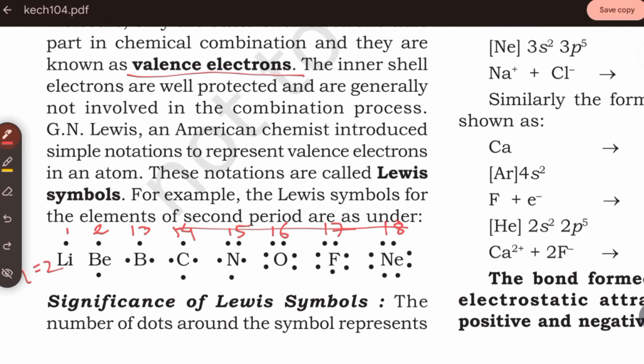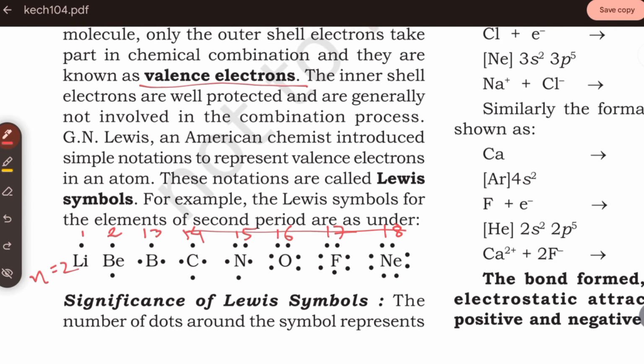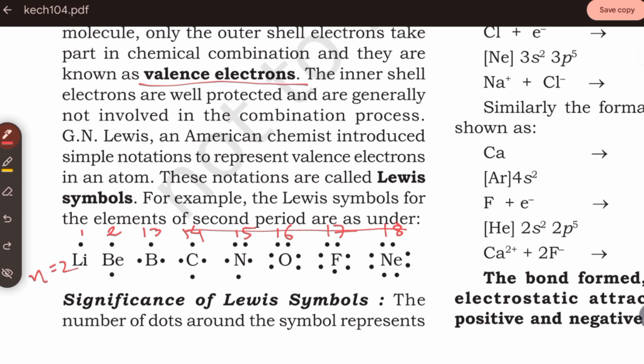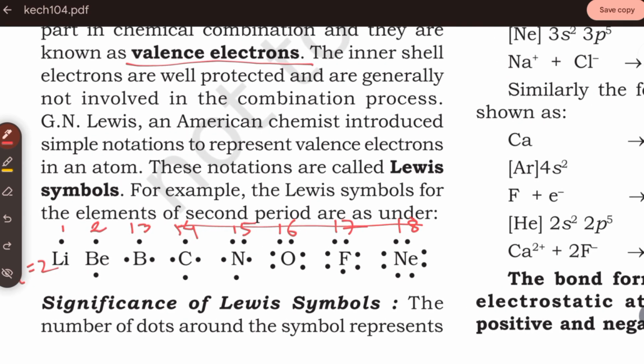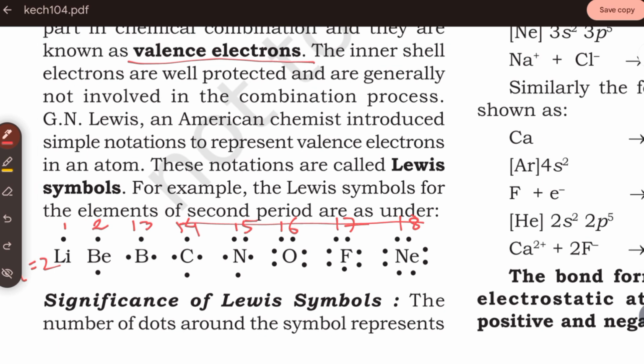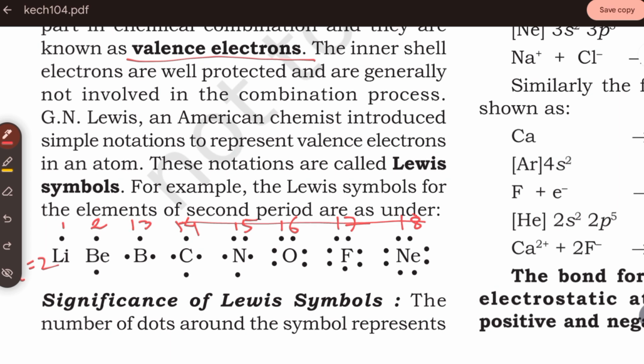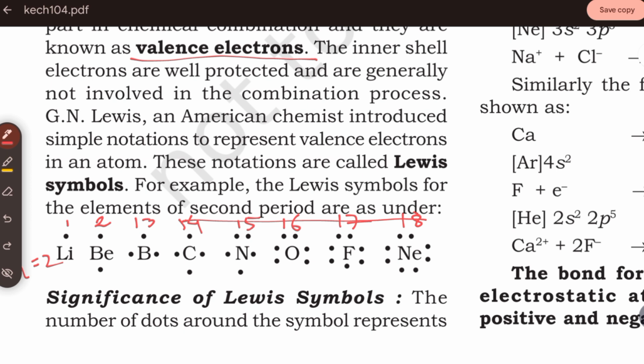What happens in between? In between, that means groups 3 to 12, they are the d block elements that we have seen in the periodic table chapter. Now, lithium has only one valence electron, so there is only one dot. The number of dots over the atoms of the elements shows how many valence electrons are there. Beryllium has 2 dots, it is group 2. Like lithium has group number 1, it has 1 dot. Beryllium has group number 2, there are 2 dots. But boron has a group number of 13 and it has 3 dots.